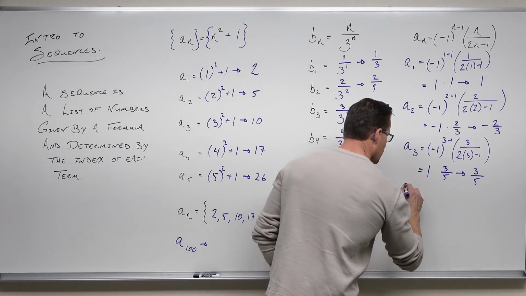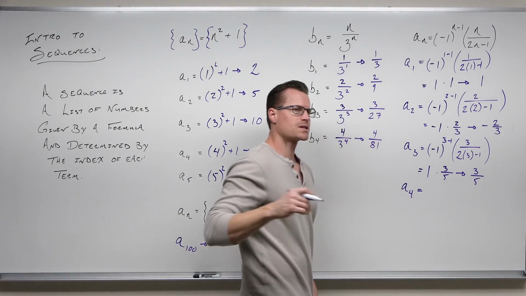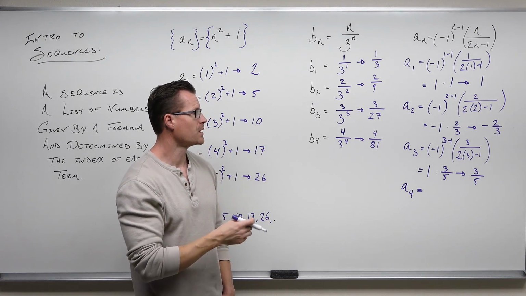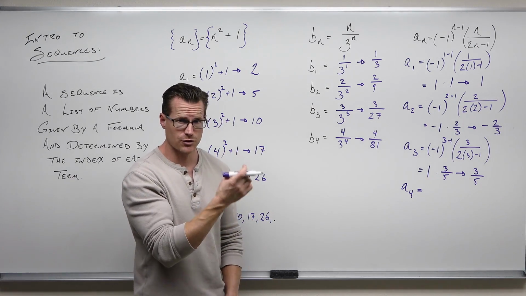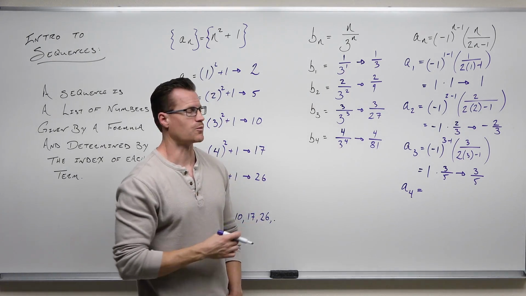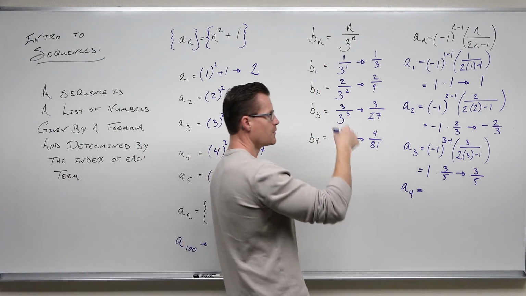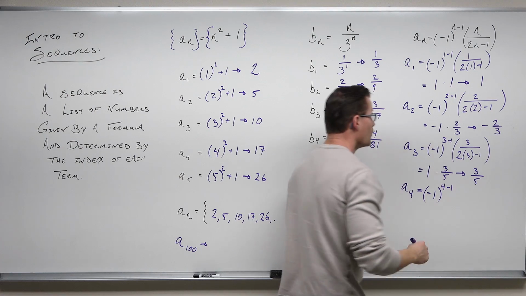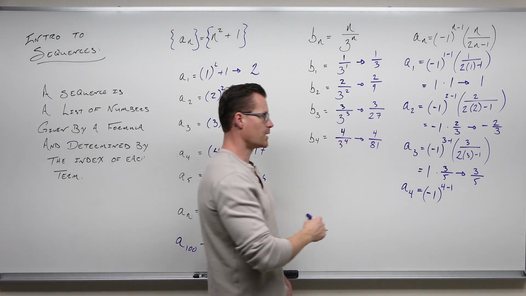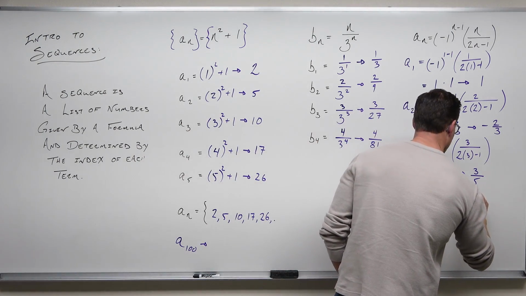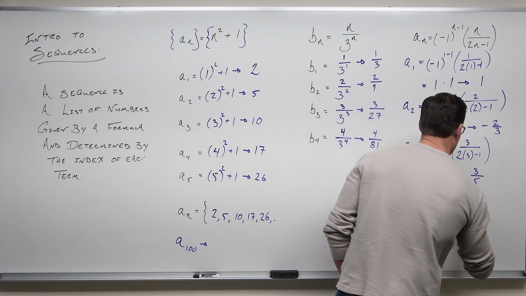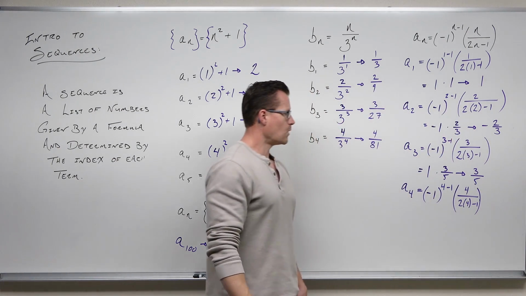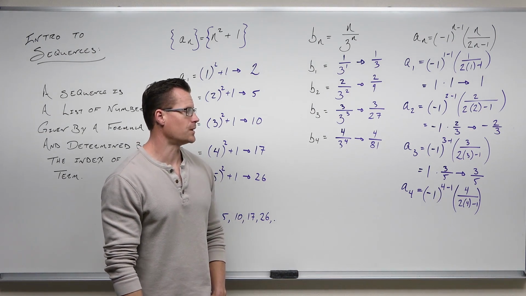So a sub 4. A sub 4 says if you want to find the fourth term, take the index of 4, plug it into your n. The subscript of whatever term you want to find is going to find that particular term for you. So take the 4 and plug it into your formula up there for your sequence. That would be -1 to the 4 minus 1, over 4 over 2 times 4 minus 1.